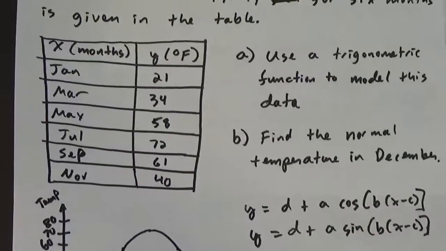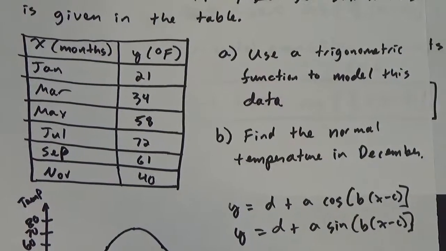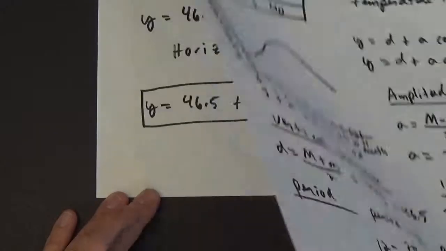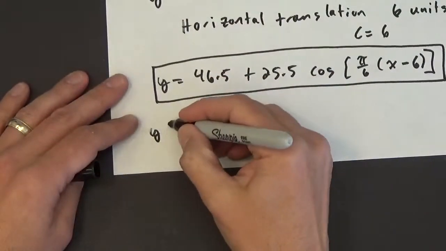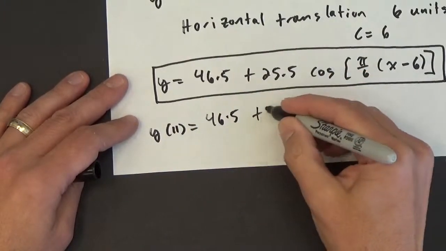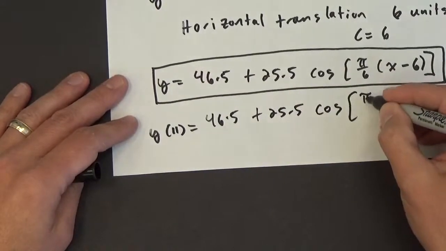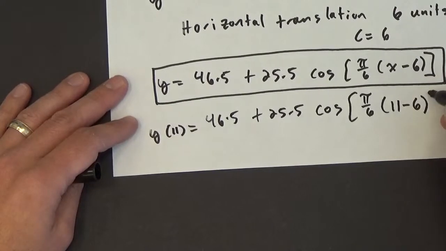Now the next part is to find the normal temperature in December. Okay, now be careful here, because we started off with January at 0. That means we're going to put in 11. So y of 11 equals 46.5 plus 25.5 times the cosine of pi over 6 times 11 minus 6.